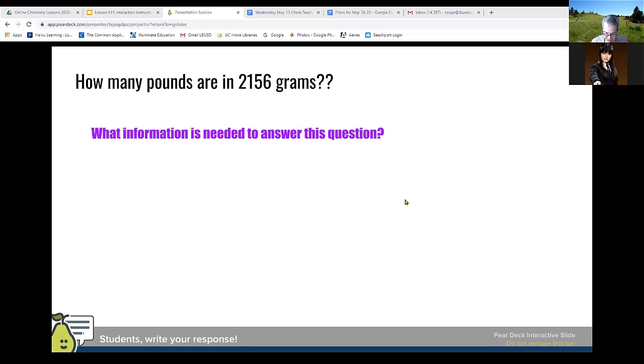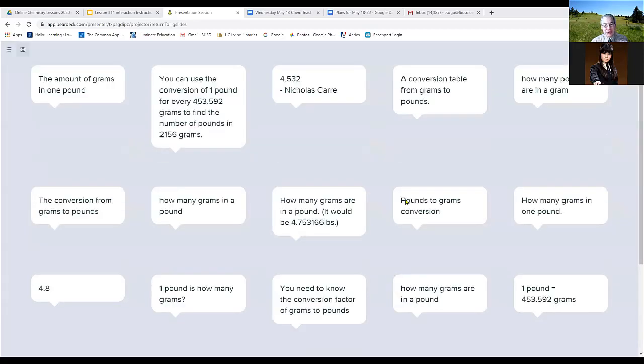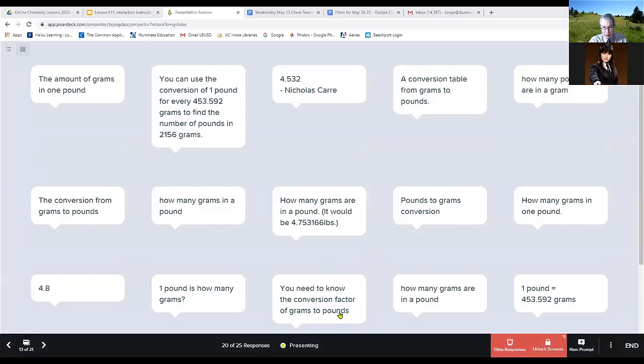So I'm going to lock the screens, look at your Zoom, and see what other people said. And it looks like we have consensus here. We need a conversion factor, is what you'd say in dimensional analysis. We need the conversion factor for grams and pounds. And all that is the answer to the question, how many grams are in a pound? That's what a conversion factor is.